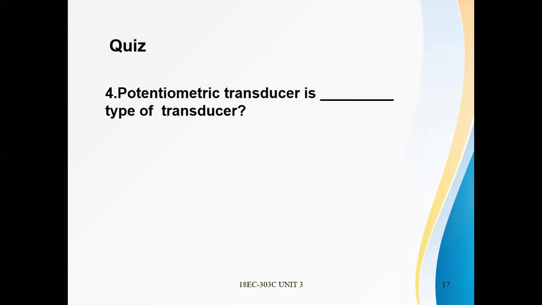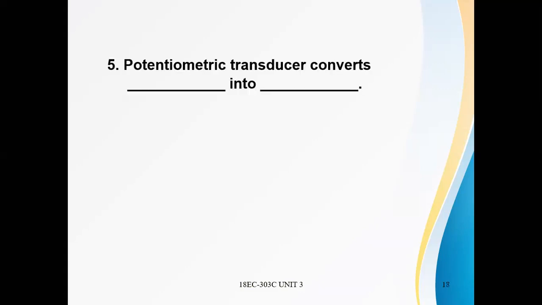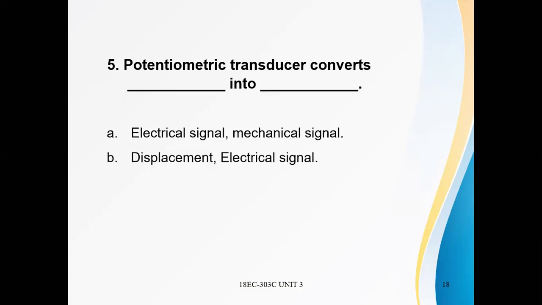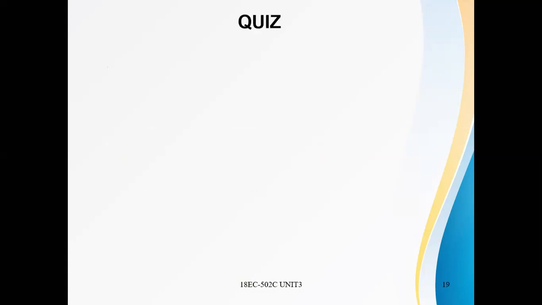Next question, potentiometric transducer is a dash type of transducer. Option A active transducer, B passive transducer, C voltage transducer, and D current transducer. Potentiometric transducer is a passive transducer. Next question, potentiometric transducer converts dash into dash. Option A electrical signal into mechanical signal. Option B displacement into electrical signal. Option C force into displacement. Option D electrical signal into linear motion. So what is the answer? Potentiometric transducer converts displacement into electrical signal.